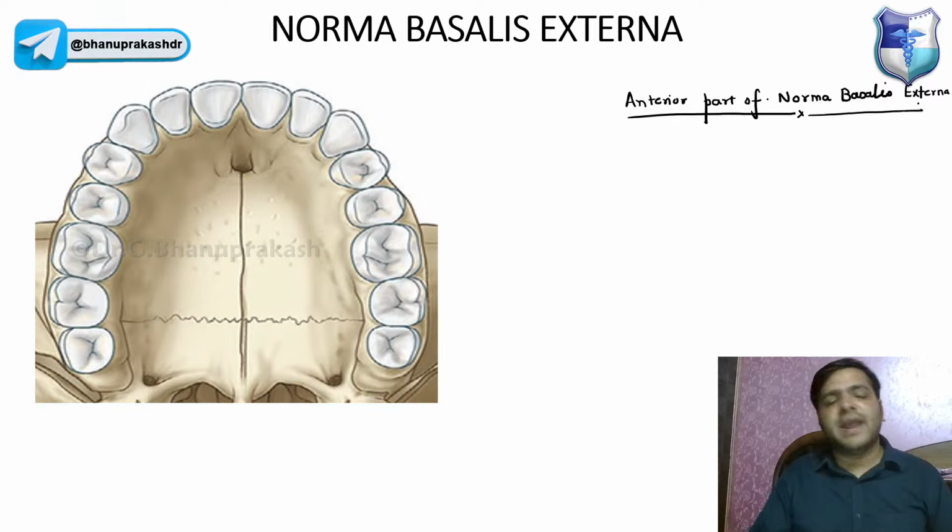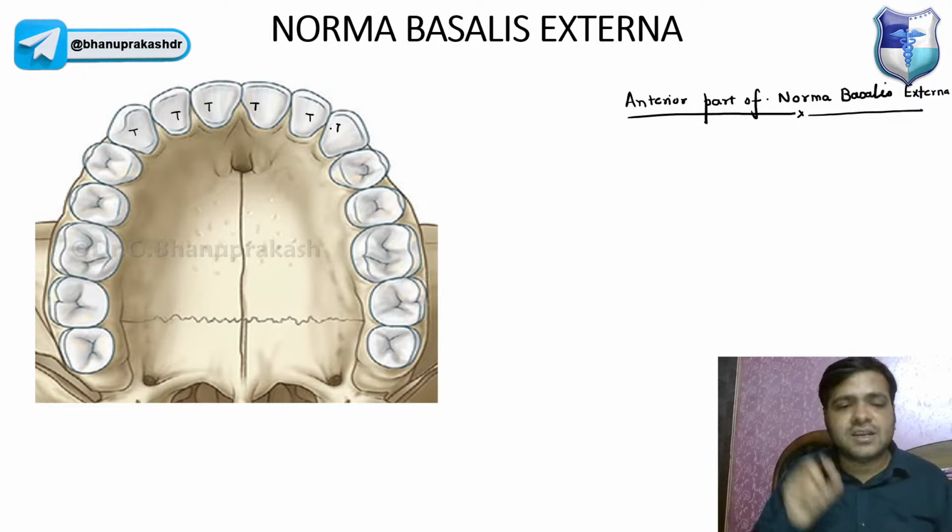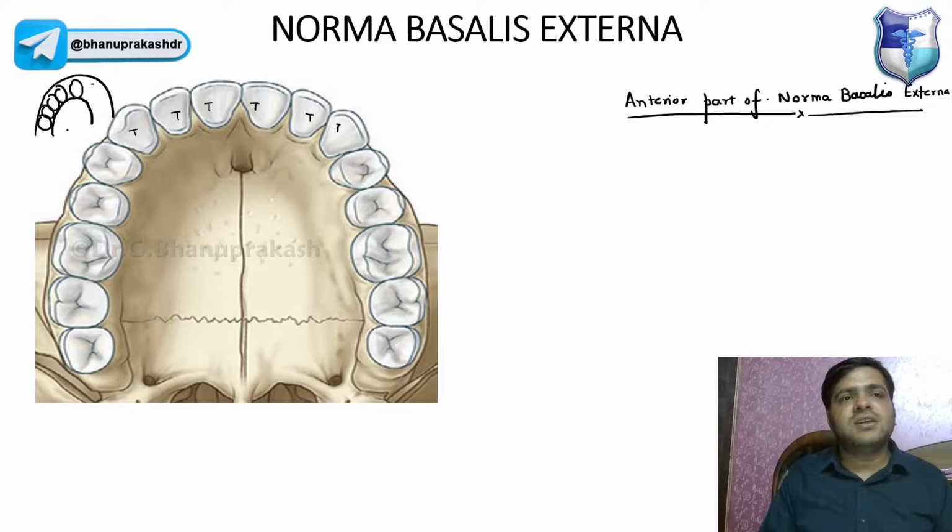Let us at least just try to identify the structures, what all structures are present. Now guys, this part is called the hard palate, which is bounded by these teeth, right? Teeth are fitted into the alveolar arches. It is a U-shaped arch carrying these sockets for the roots of the upper teeth, right?